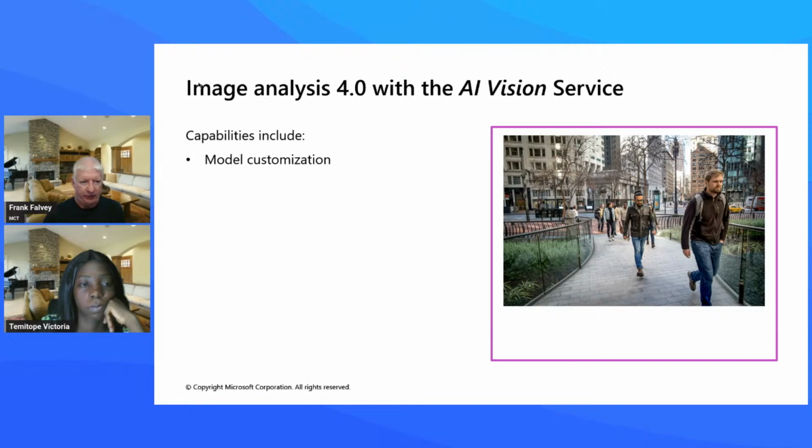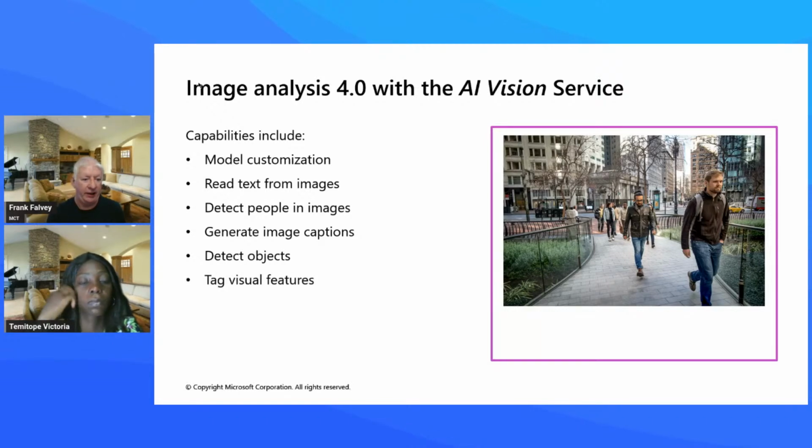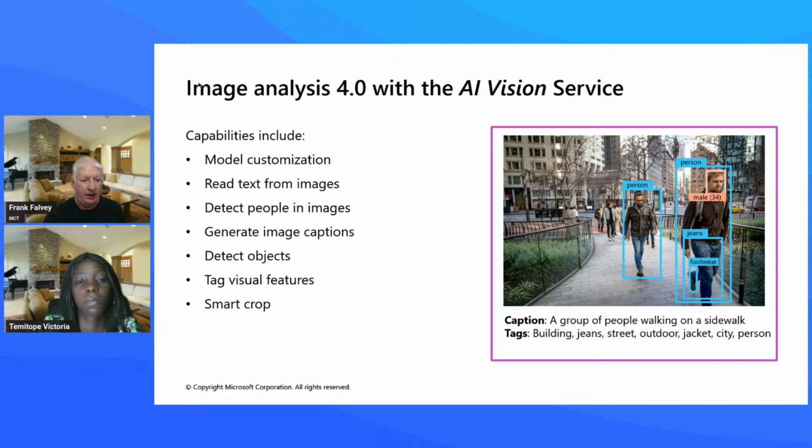These are some of the capabilities. Model customization. You can read text from images. You can detect people in images. You can generate image captions and detect objects like apples, oranges, bananas, cars, trucks, you name it. You can tag visual features to easily recognize them. And smart crops, you can crop images, as you can see in the picture: the person is male, has jeans, footwear, that sort of stuff.